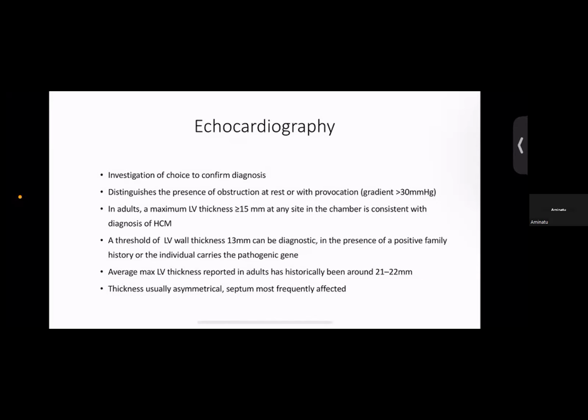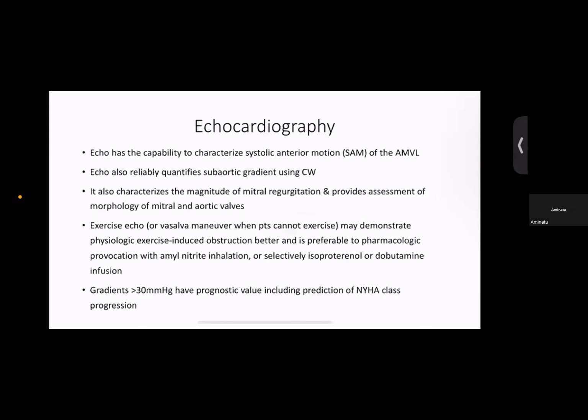Average maximum LV thickness reported in adults has historically been around 21 to 22 millimeters. Thickness is usually asymmetrical, the septum being the most frequently affected, but it can affect any other segment, and the apex can also be affected, but the most common is the septum. Echo has the capability to characterize the systolic anterior motion of the anterior mitral valve leaflet, and it reliably quantifies subaortic gradient using the continuous wave Doppler.